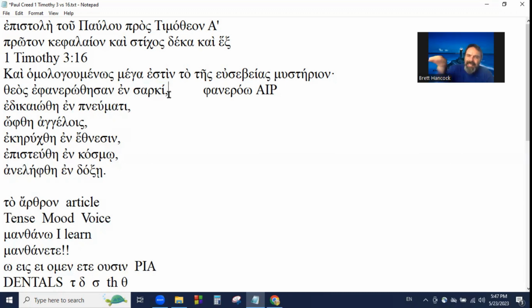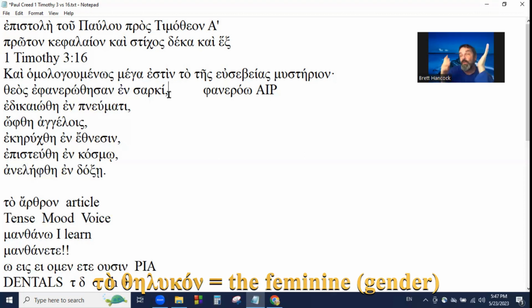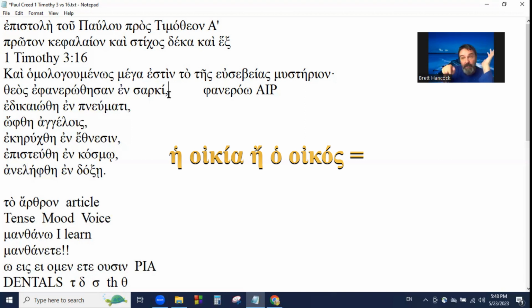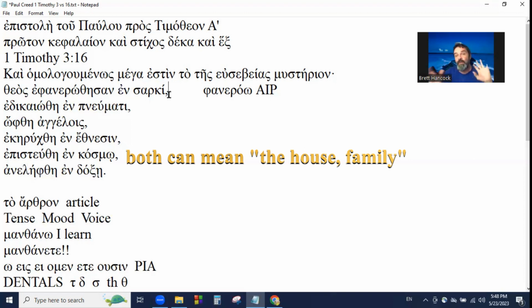So if we want to say in something, like in the house, we can use the feminine version, he oikia, or to thelukon, the feminine, estin oikia. Remember, a, eta, with the soft breathing mark and the acute. Or ho oikos, the house, right? So both of those words, amphoteroi, can mean a family, hos per, like a family. A house, right? Anglisti, house. So it can mean both, right?